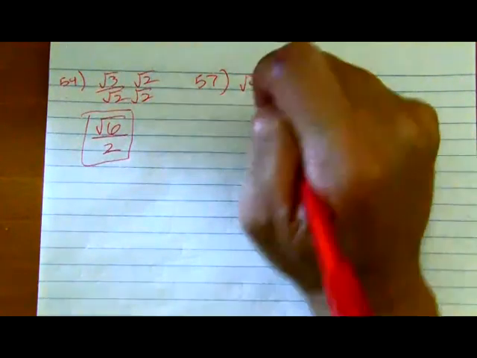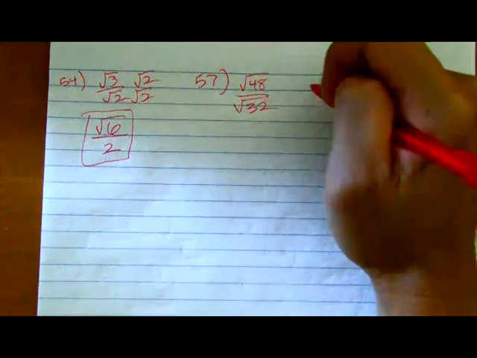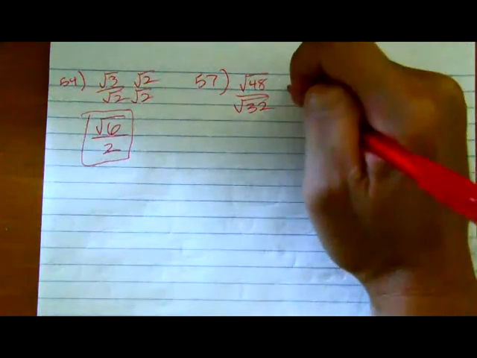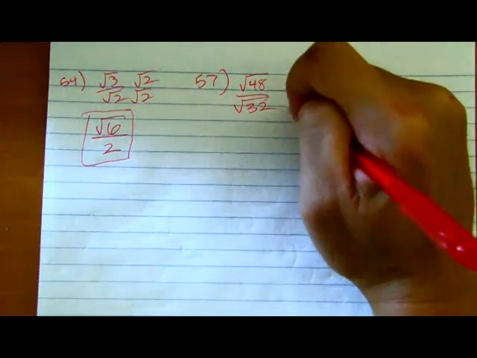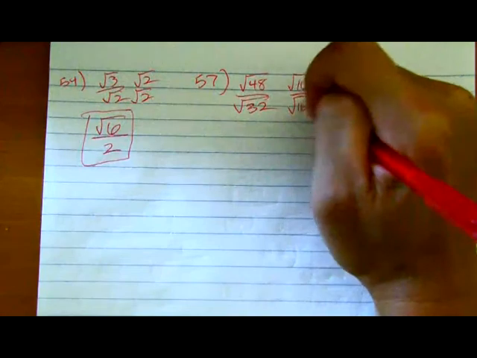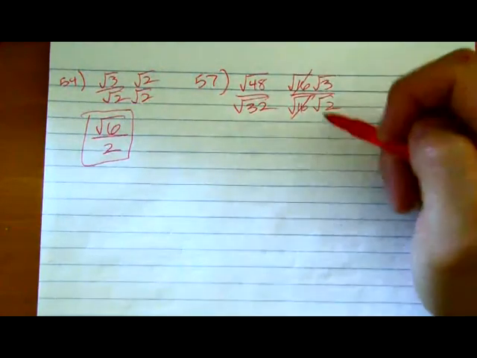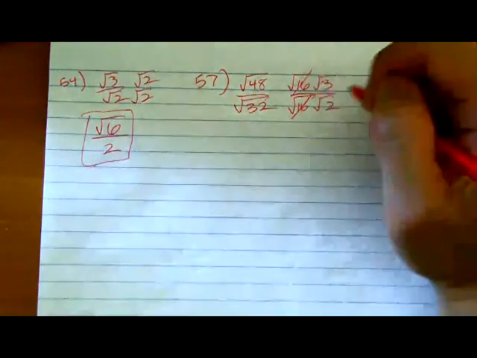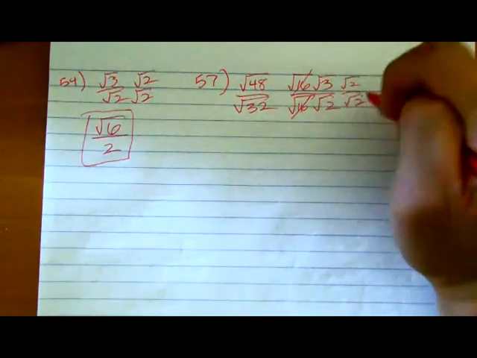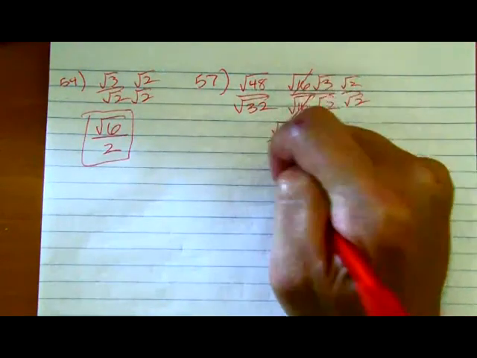Number 57. Square root of 48 over square root of 32. We can simplify the fraction. Both numbers can be divided by 16. So now we have radical 3 over radical 2, which is what we had here. So if we multiply by radical 2 to the top and bottom, that'll give me radical 6 over 2.